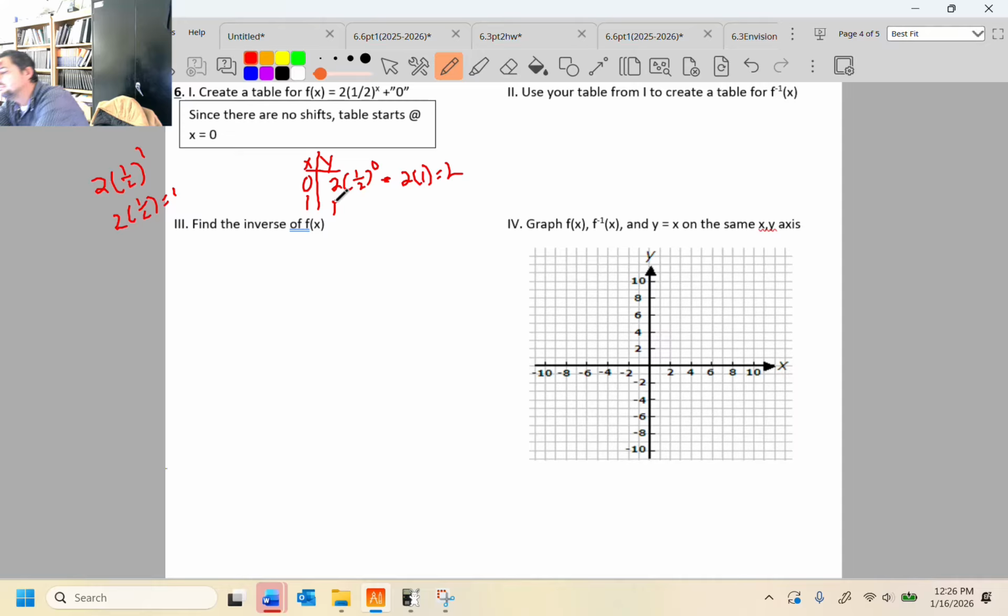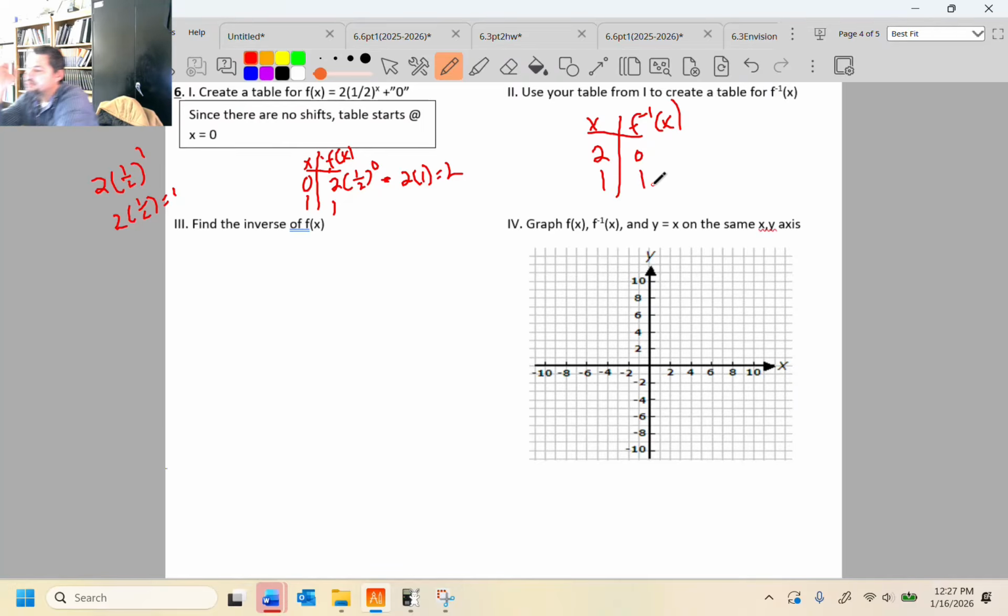Now, let me go ahead and replace y with what she is. It wasn't y, she was f of x. Now create a table for the inverse. So what inverses do is they swap x and y. So I'm just going to write these values, 2 and 1, under the x column, and 0, 1 under the y column.